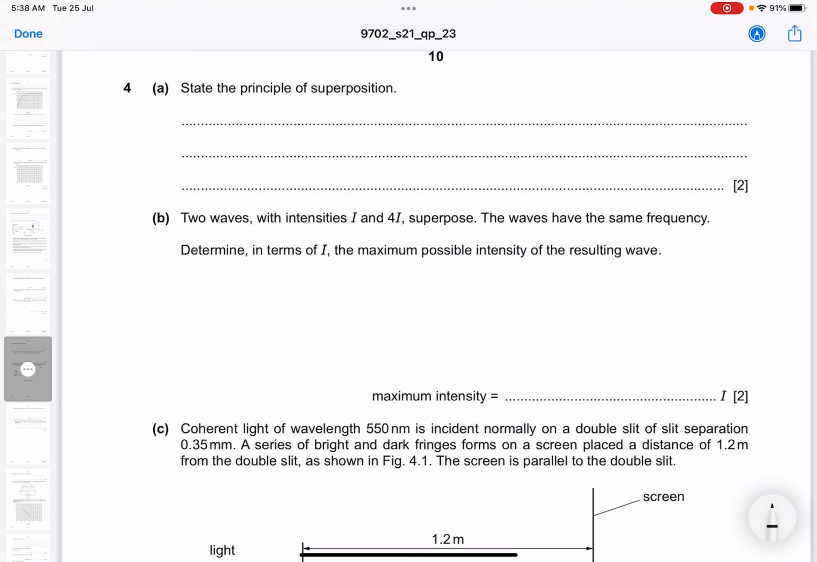It's from Cambridge International AS Level, Physics 9702, paper 23, May-June 2021. Okay, so let's get started with question 4, part A. State the principle of superposition.